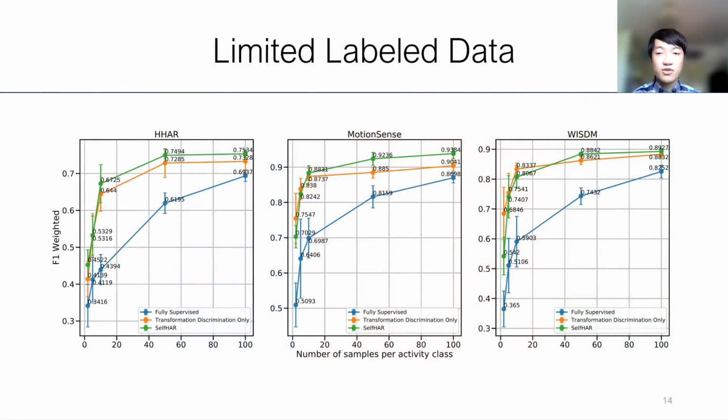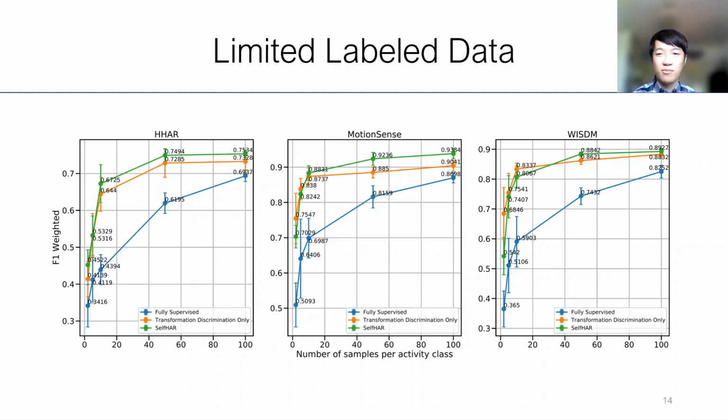And we also wanted to evaluate how well our pipeline will do in limited labeled data scenarios, where we limit the number of labeled samples per activity class to 2, 5, 10, 50, and 100. Here, the green plot corresponds to our SelfHAR pipeline, and we can see that compared to the fully supervised baseline, our method outperforms it in all cases by a large margin.